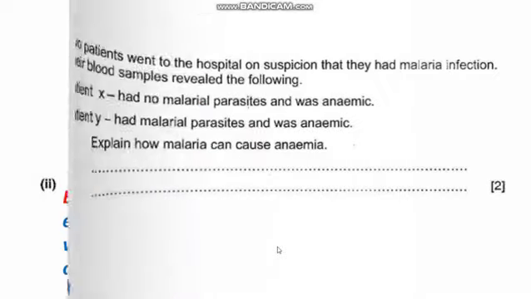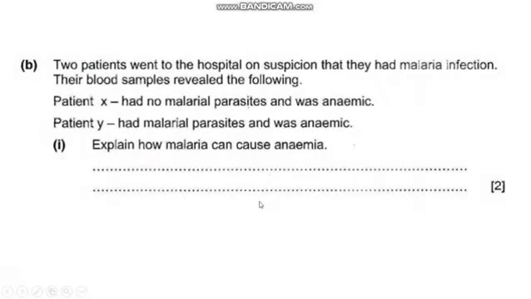We now move on to our second question. So here is our question B. Our question B reads, 2 patients went to the hospital on suspicion that they had malaria infection. Their blood samples revealed the following. Patient X had no malaria parasites and was anemic. Patient Y had malaria parasites and was anemic. Our question B1, explain how malaria can cause anemia. So here we need to explain how malaria can cause anemia.